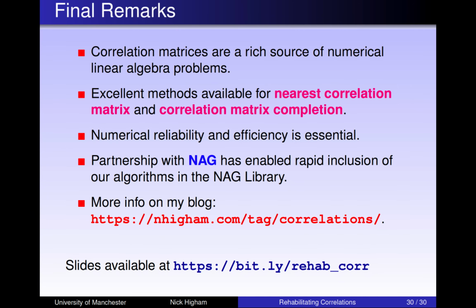So let me conclude. I found over my many years of working on correlation matrices that they really are a rich source of interesting numerical and algebra problems. We now have very good methods and software for computing the nearest correlation matrix. We know how to do correlation completions, at least in some special cases. In the general case, you'd have to use optimization software.